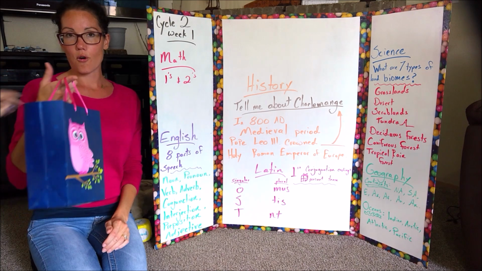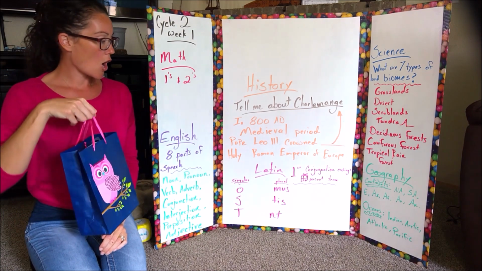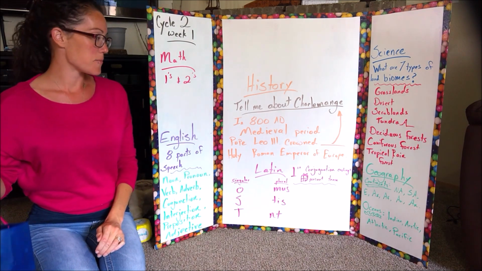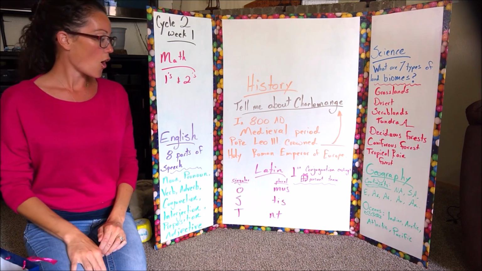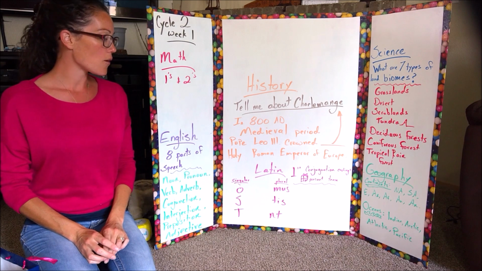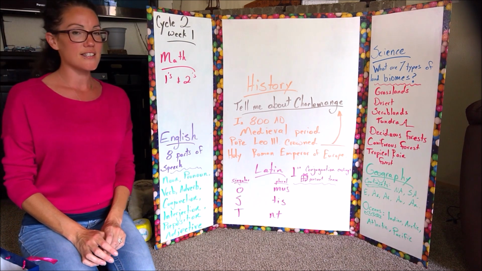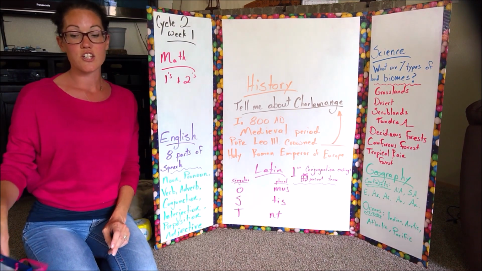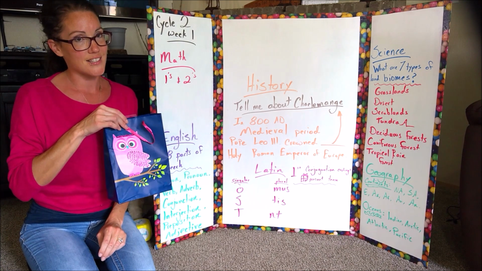Oh! For me? O-S-T, mus-isn't. O-S-T, mus-isn't. O-S-T, mus-isn't. First conjugation, present tense.